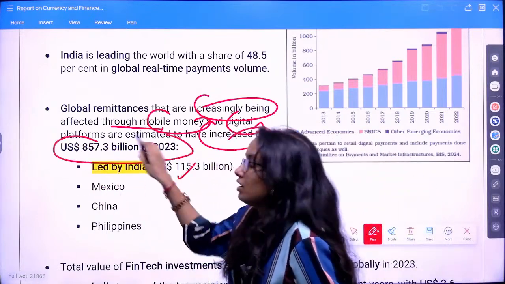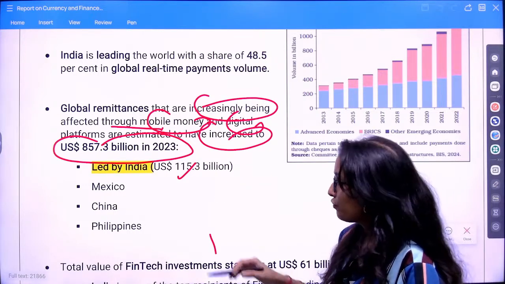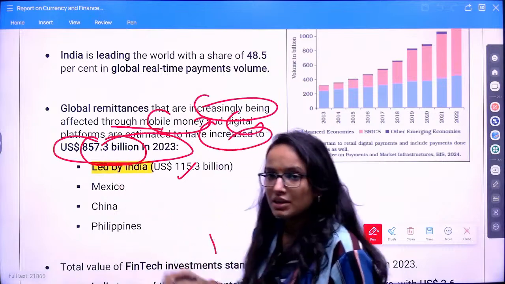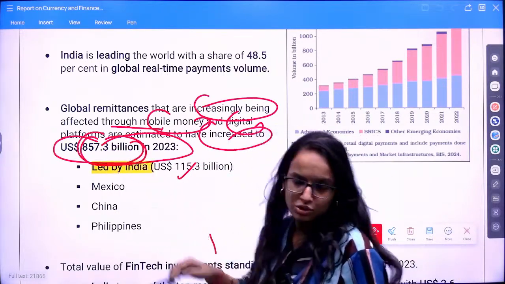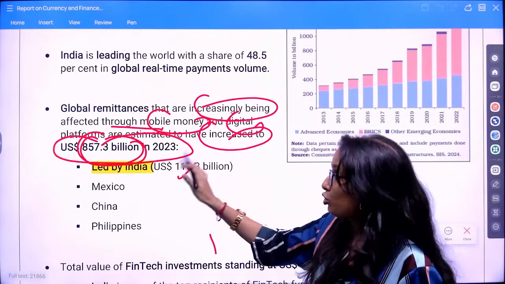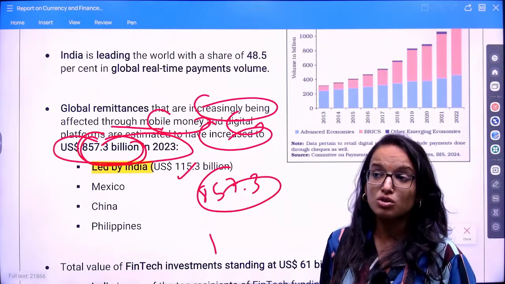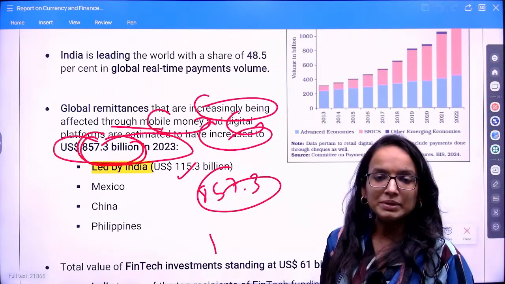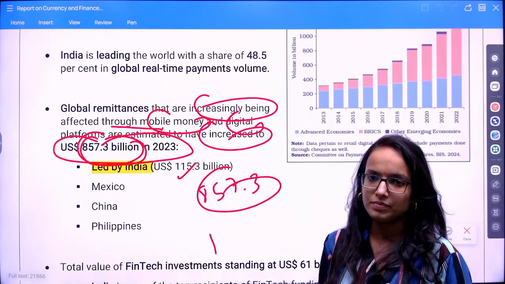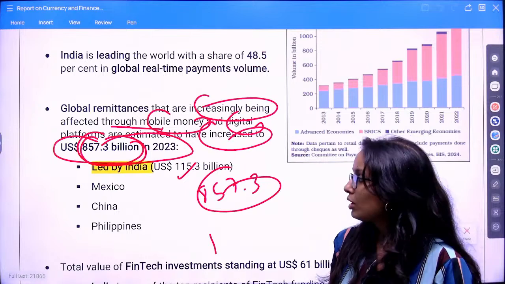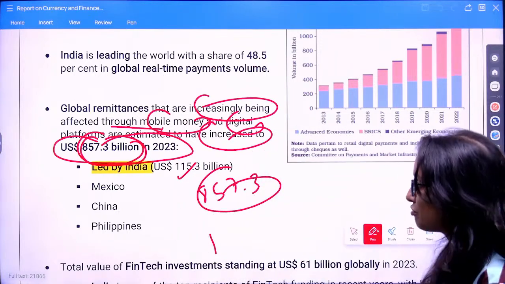So if you see the figure, at the global level, remittances have increased to 857.3 billion US dollars in 2023. This is a huge amount, right? Remittances have also got the benefit of digitalization. That's why this volume is there, this increased volume. So remember the figure, 857.3 billion US dollars in 2023.